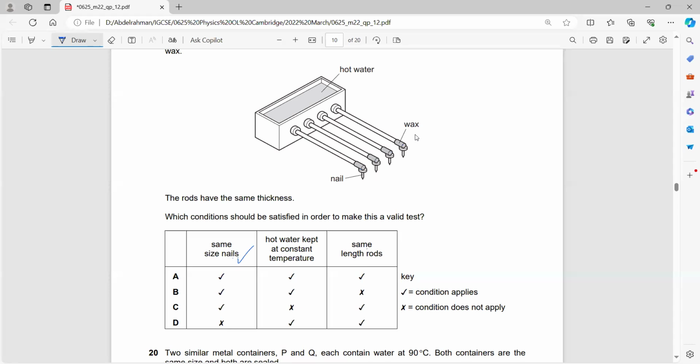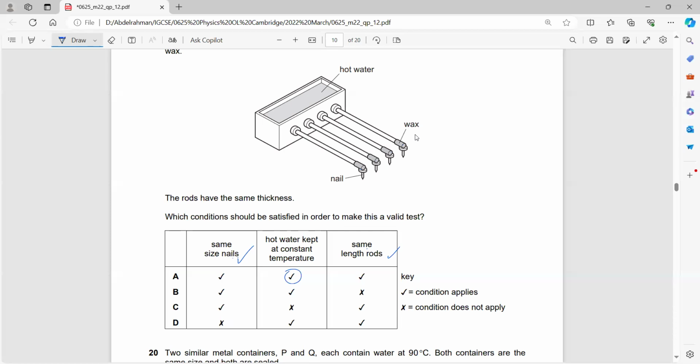Do I need the same length of rods? Definitely, it's quite obvious. So I do need the same size of nails and the same length of rods. What about the hot water? Should the hot water be kept at a constant temperature or not? No, it actually shouldn't. It actually does not matter if the water is at a constant temperature or not.